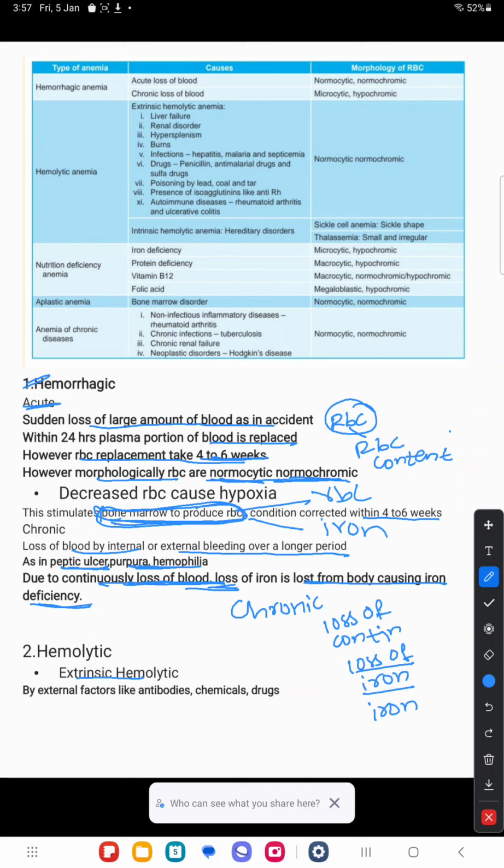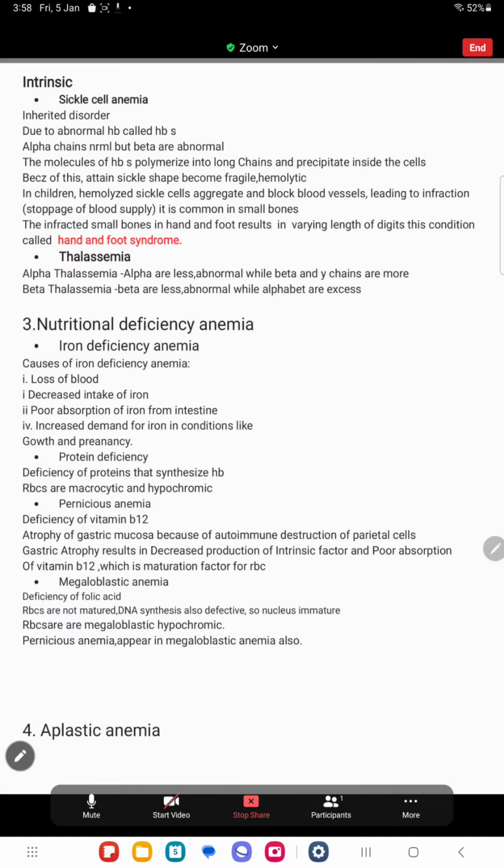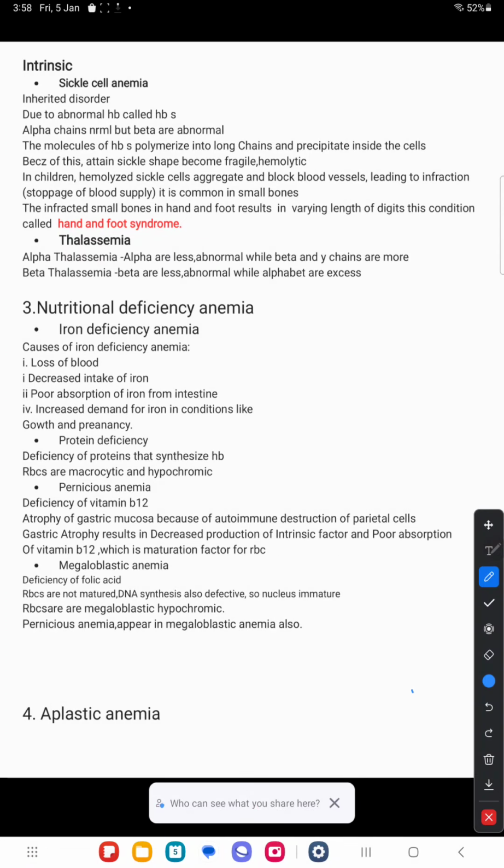Whereas intrinsic hemolytic anemia means the problem is within the RBC, meaning mutations or genetic defects occurred in the DNA of the RBC during development. However, there will be no nucleus in RBC after maturation, but this is seen during the process of maturation. Examples of intrinsic hemolytic anemia: one is sickle cell anemia and another is thalassemia.